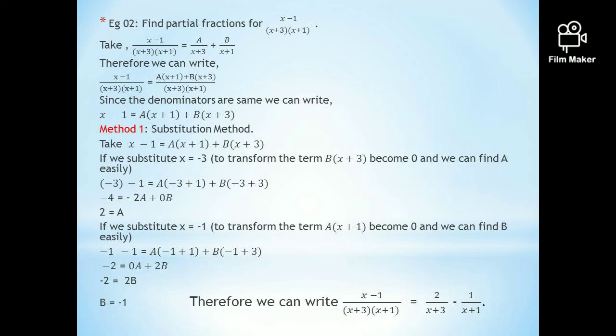Then if you want to remove a from this equation, I want to make the bracket x plus 1 equal to 0 in the equation x minus 1 equals a times x plus 1 plus b times x plus 3. Then if you substitute x equals minus 1, you will get minus 1 equals a times minus 1 plus 1 plus b times minus 1 plus 3. With that, you get the answer b equals minus 1. Therefore, you can write x minus 1 over x plus 3 into x plus 1 equals 2 over x plus 3 minus 1 over x plus 1.